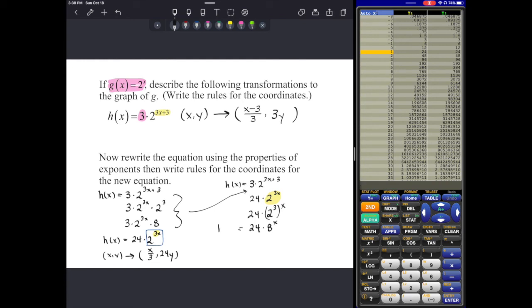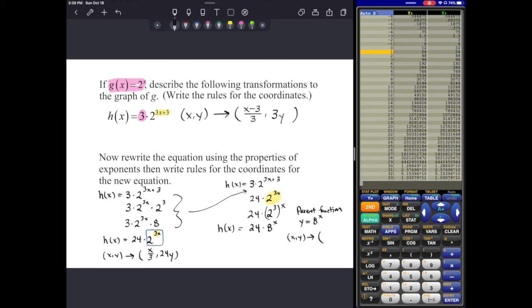Now there's even less transformations happening, right? You can only see one transformation. But if you're going to do this, here's what you need to do if you're writing out your rules. You're going to have to list your parent function as y equals 8 to the power of x. That way it makes more sense if we're applying our rules to our functions.